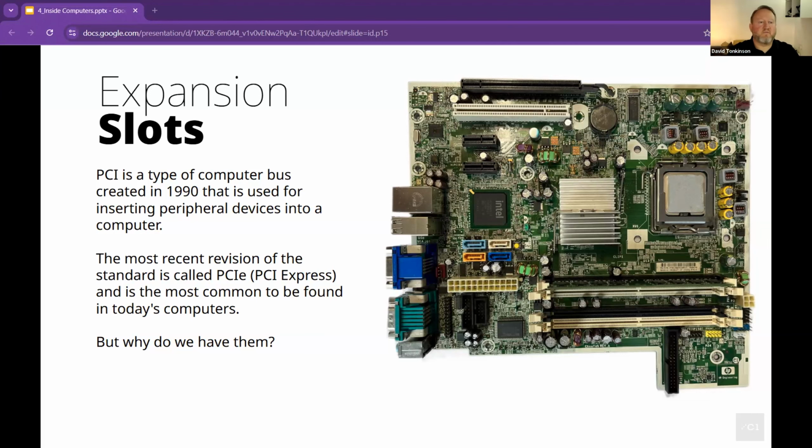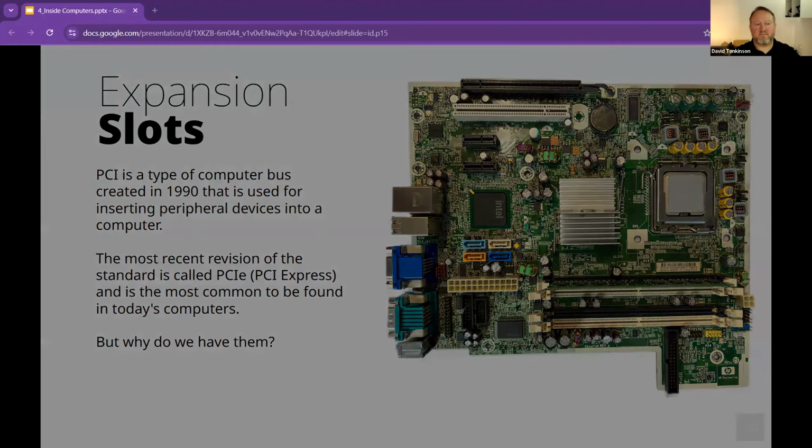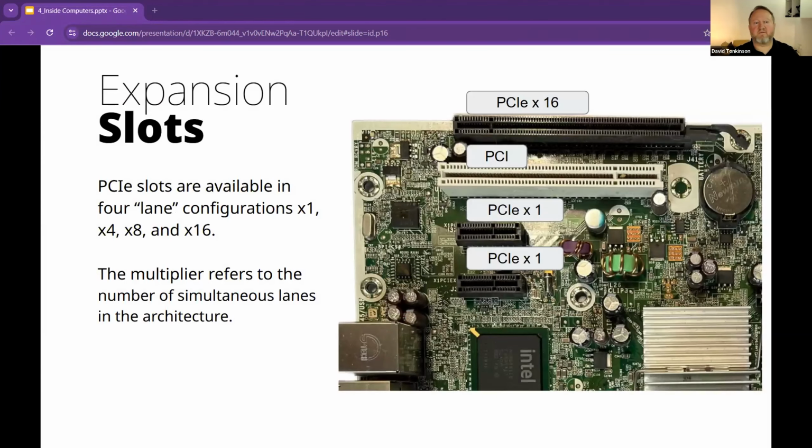Okay, so the most recent revision of PCI was basically PCI Express, so PCIe. It's the most commonly found, but why do we have different ones? We have different ones because we need different speeds. The more lanes you have, the faster you can communicate with it. They essentially come in different lane configurations: PCIe X1, X4, X8, X16. And the multipliers refer to the number of simultaneous lanes in the architecture.